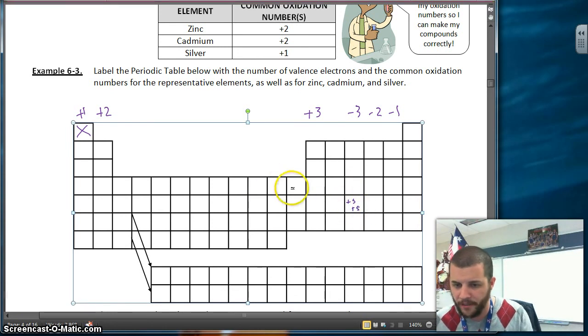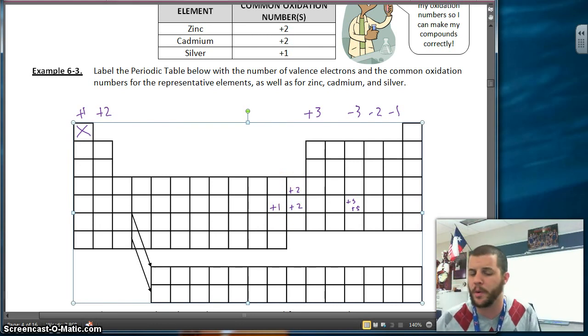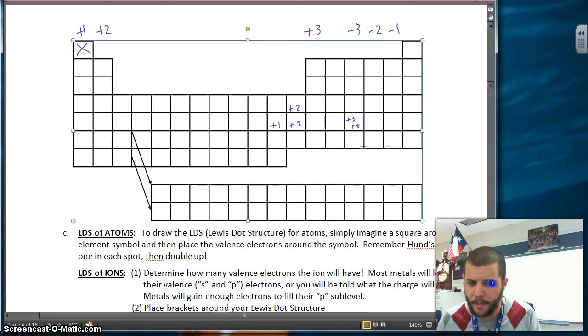Okay. Also, don't forget about these. There's zinc, cadmium, and silver. Silver is going to be +1, and zinc and cadmium are going to be +2. So you can fill in the rest of this the way you need to, but that's going to give you an idea of those common oxidation numbers for the periodic table.